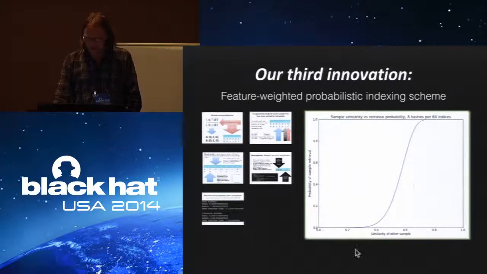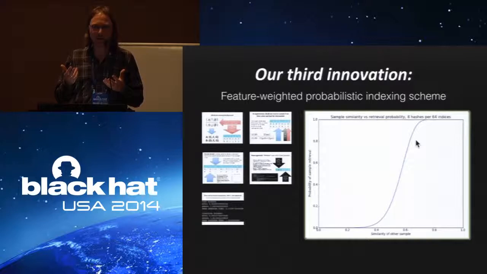So this chart sort of shows how that works. Basically on the x-axis we have the similarity of any other sample in the database, and on the y-axis we have the probability that a given sample will be retrieved from the database. Samples that are not similar to a query sample have a probability of being retrieved that approaches 0. And samples that are very similar to the query malware sample have a very high probability of being retrieved in the result set. And so using this probabilistic index, we can avoid doing the direct computation of similarity on the vast majority of malware samples, and just limit our comparisons to the malware samples that are highly likely to be similar.